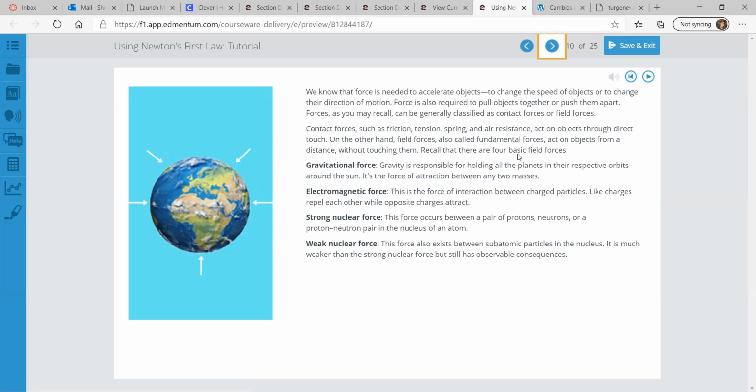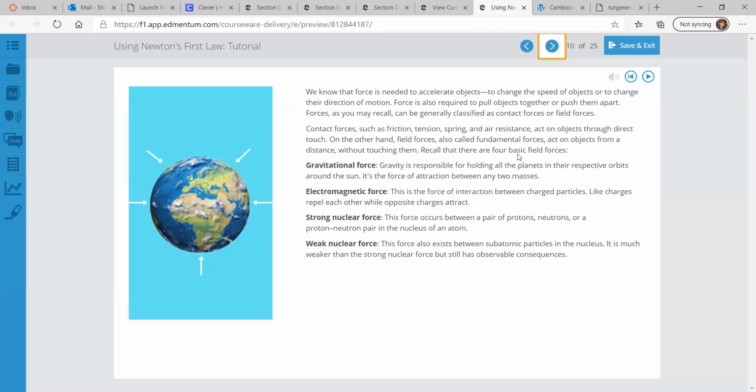We know that force is needed to accelerate objects, to change the speed of objects, or to change their direction of motion. Force is also required to pull objects together or push them apart. Forces, as you may recall, can be generally classified as contact forces or field forces. Remember, contact forces like friction, tension, spring, air resistance act on objects through direct touch. They have to make contact to force another object.